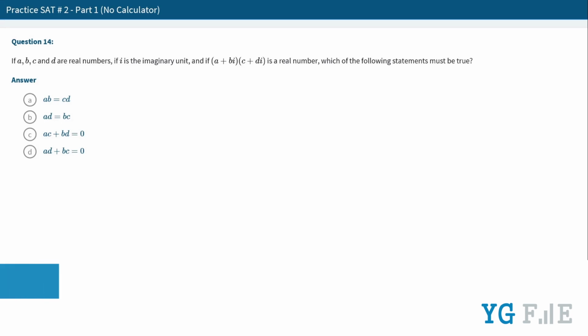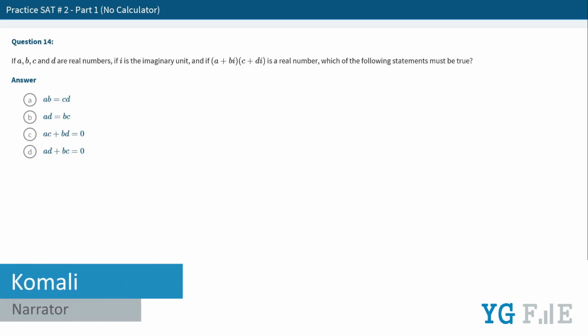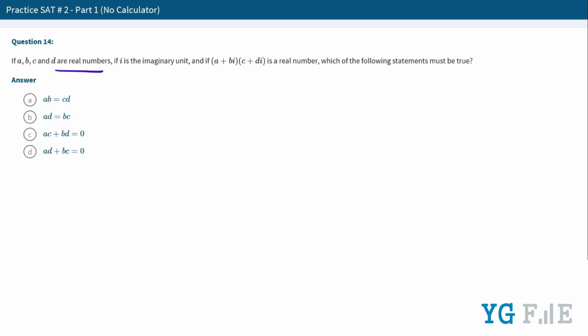If A, B, C and D are real numbers and i is the imaginary unit, it is given that the product of these two complex numbers, A plus Bi and C plus Di, is a real number. So which of the following statements must be true? It is basically trying to ask us for some relationship between the real numbers if the product of the two complex numbers is real.